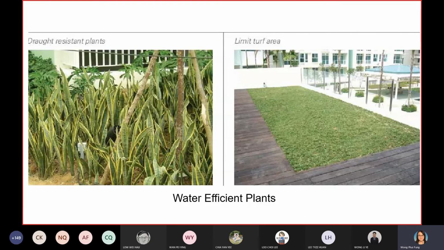And of course, when we say you want to have a green roof and green plants, right? We need to have water efficient plants. Water efficient plants means that these plants require less water. You don't plant something like flowers, they need watering a few times per day. That one is not efficient already. So when we choose to provide plants, we need to choose those water efficient plants which require minimum water. No need to water so frequently.